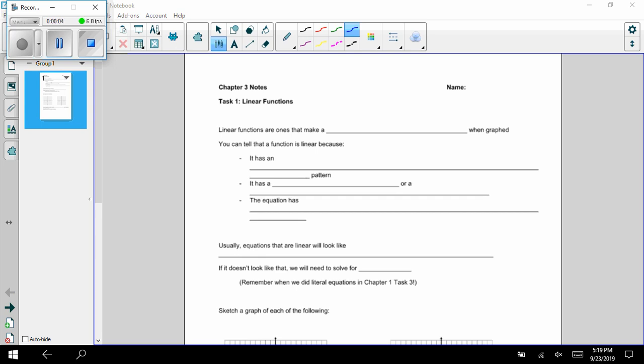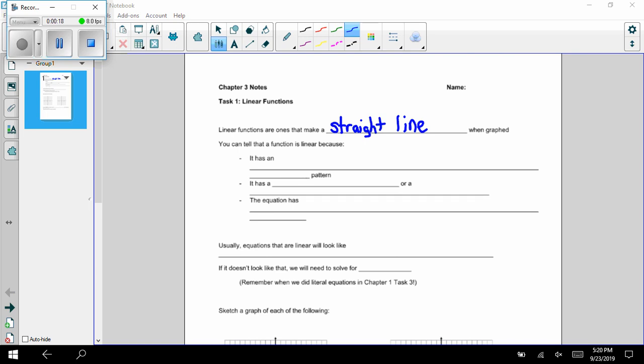Chapter 3, Task 1, Linear Functions. Linear functions are ones that make a straight line. And they make a straight line when they're graphed. You can tell that a function is linear for 3 different reasons.